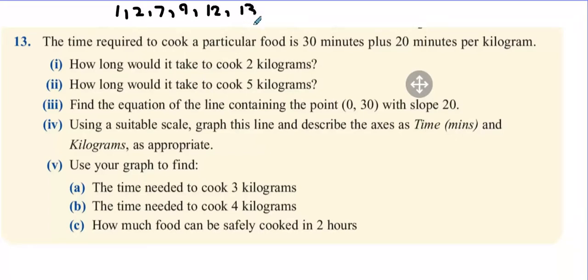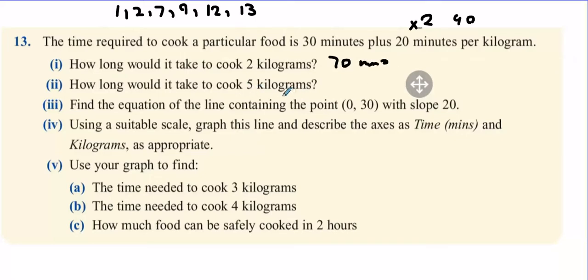12 and 13. Okay, the time required to cook a particular food is 30 minutes plus 20 minutes per kilogram. How long would it take to cook 2 kilograms? Well, 2 multiplied by 20 is 40, plus 30 is 70 minutes.